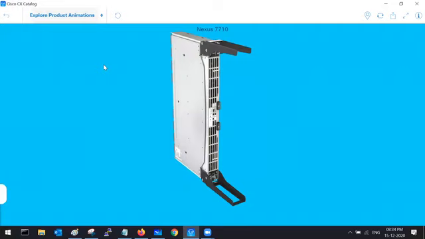So in Nexus 7K, the hardware is completely hot swappable, which means in the running chassis itself, you can basically remove the line cards or remove the fabric module or remove the supervisor engine, and you can replace it with new hardware. So everything is hot swappable, basically. There's no downtime required.